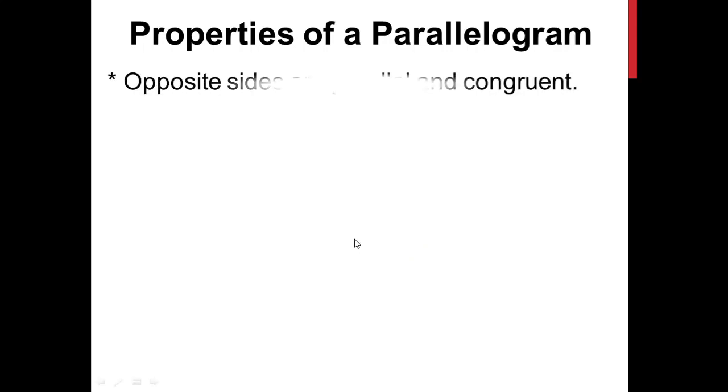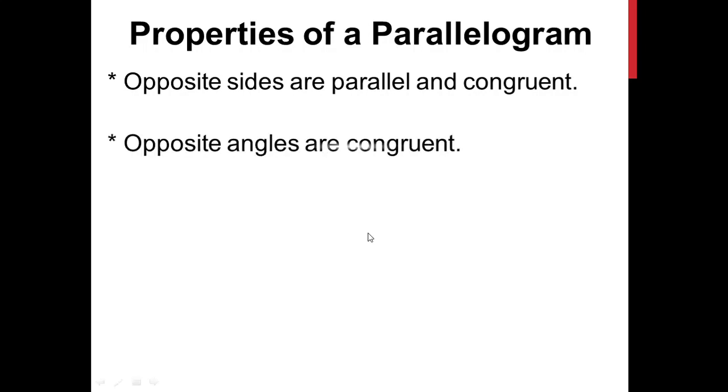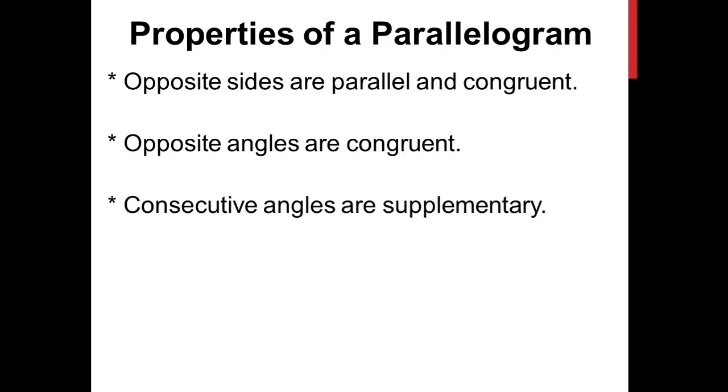Now, a parallelogram has four basic properties, and I will be discussing each one of those properties with examples. The first property is that opposite sides are parallel and congruent. Second is opposite angles are congruent. Third, consecutive angles are supplementary angles. And the fourth one, diagonals bisect each other.